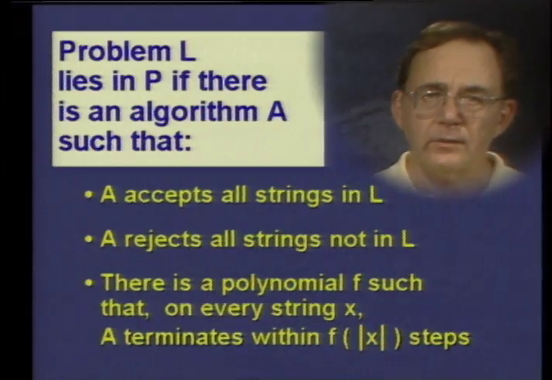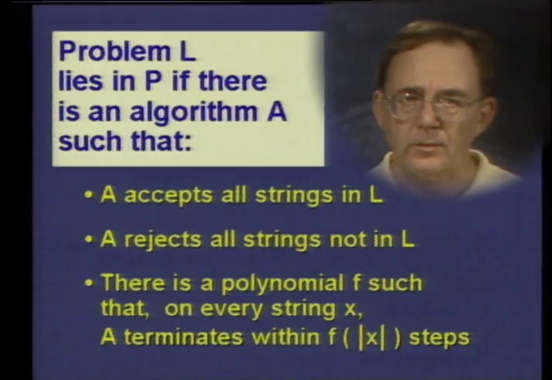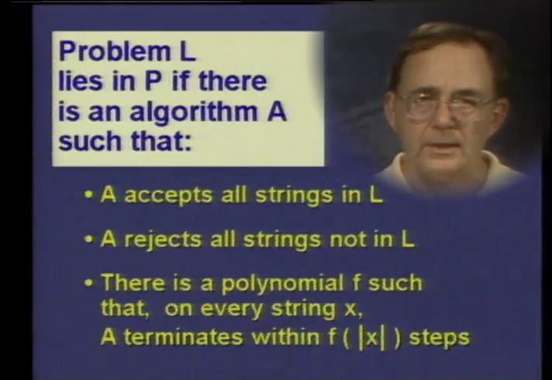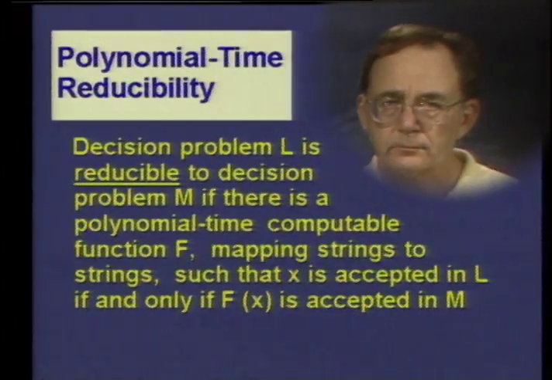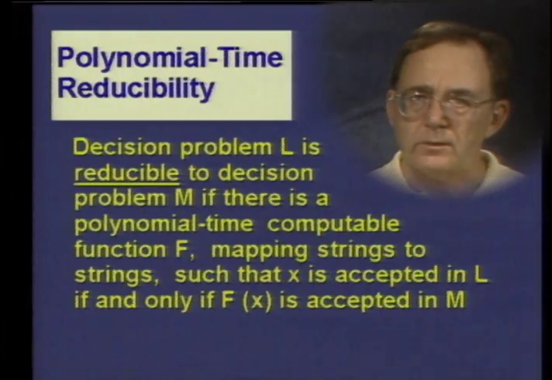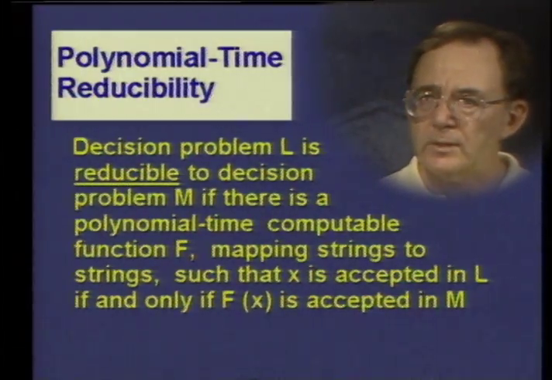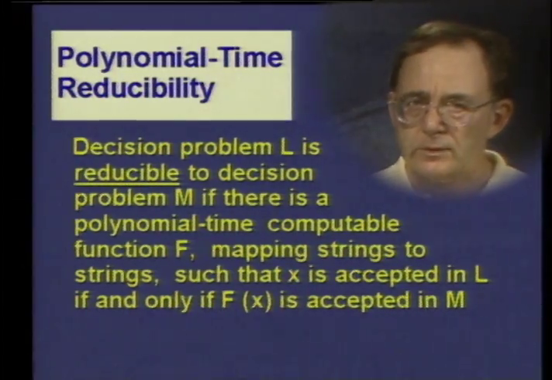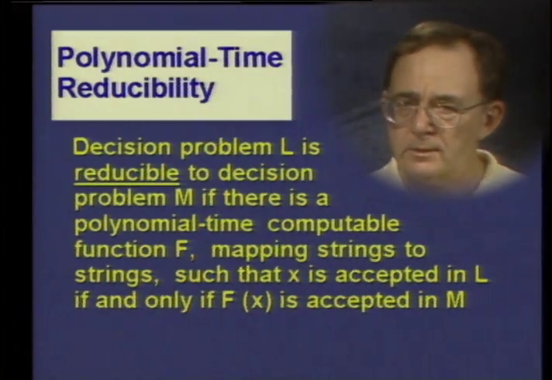So now we have our definition of the class P, and we begin to study which combinatorial search problems or decision problems lie in P and which ones lie outside of the class. A fundamental definition which helps us bring order to the classification is the concept of polynomial-time reducibility. We introduce the notion of the reducibility of one problem L to another problem M.